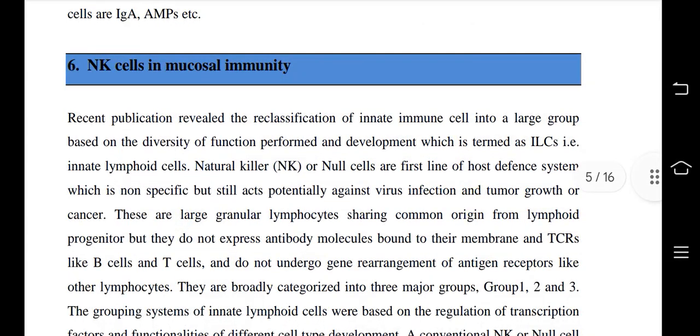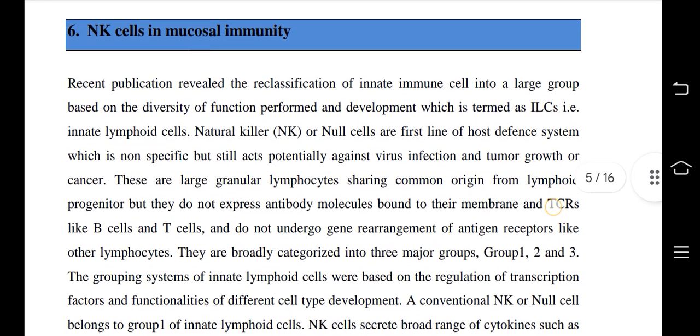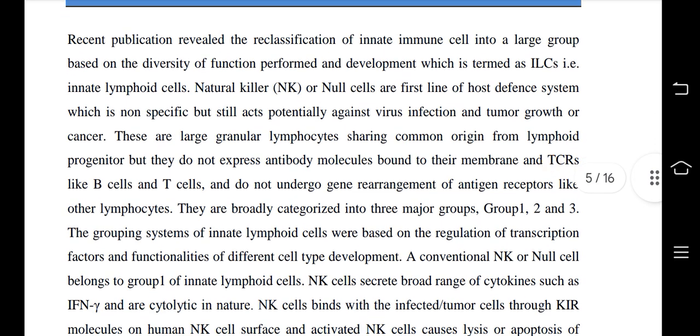Then NK cells and mucosal immunity. A recent publication revealed the reclassification of innate immune cells into a large group based on the diversity of functions performed and development, which is termed ILCs, innate lymphoid cells.